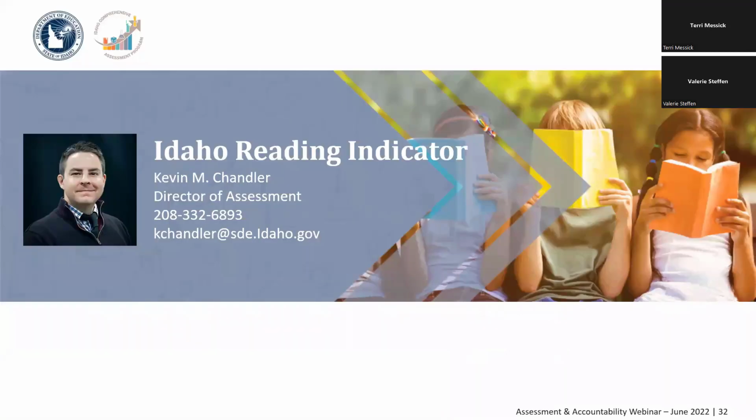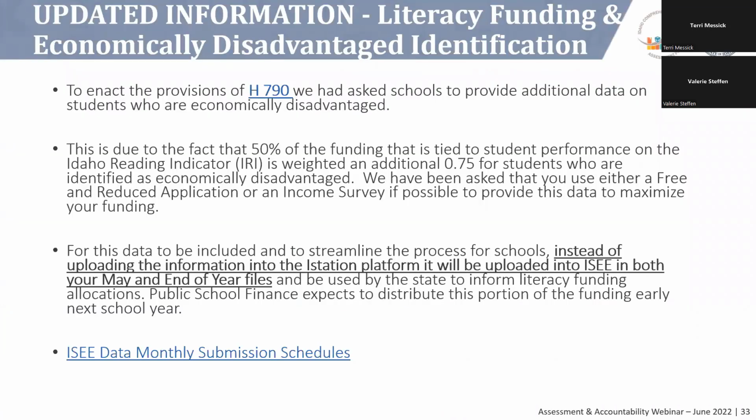Excellent. I'll throw it over to myself for an IRI update. To repeat the information that was given in the April and May webinars, remember the important update on literacy funding and economically disadvantaged identification. To enact the provisions of HB 790, we asked schools to provide additional data on students who are economically disadvantaged. This is due to the fact that 50% of the funding that is tied to student performance on the IRI is weighted an additional 0.75 for students who are identified as economically disadvantaged.